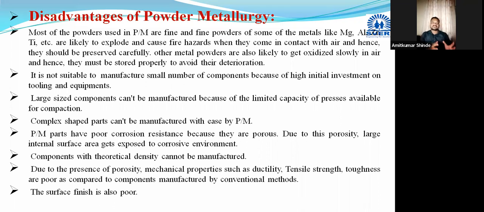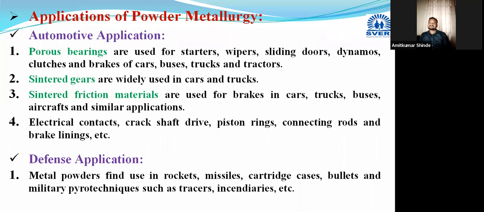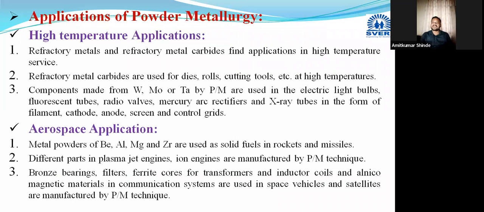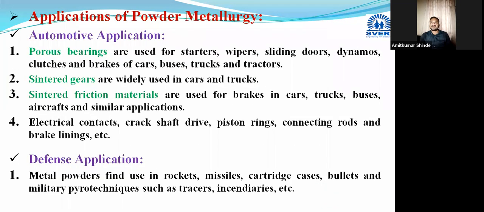So in this way, we have finished the advantages and then the disadvantages of the powder metallurgy technique. Now we will move towards the application part. There are a number of applications of the powder metallurgy technique, and powder metallurgy manufactured components are widely used in different sections, like automotive applications, defense applications, atomic energy applications, high temperature or aerospace applications. Different applications are there. One by one we will discuss.